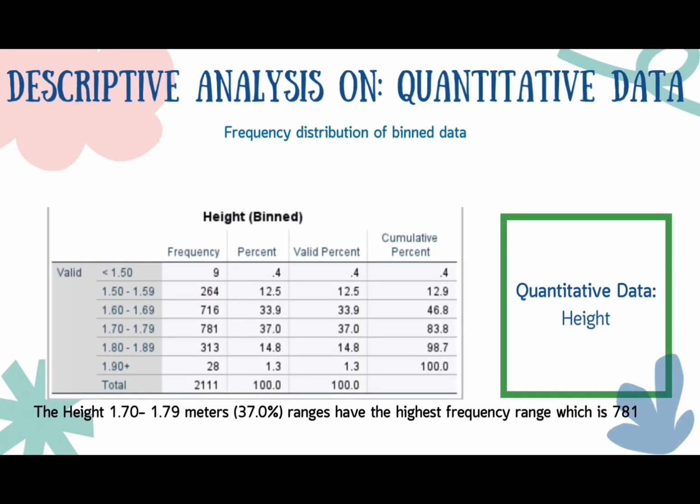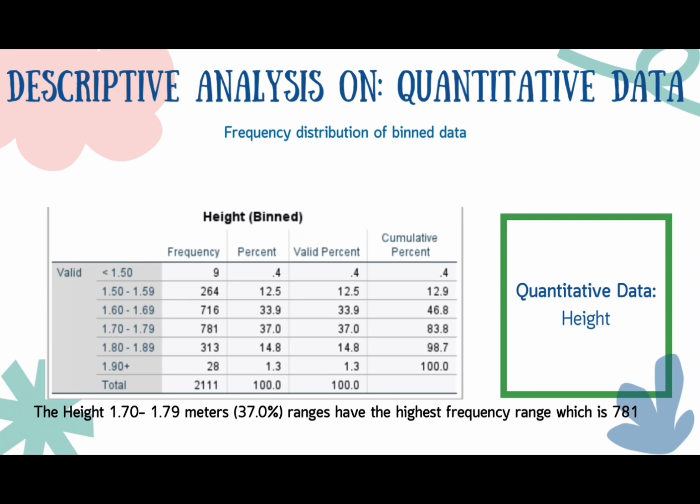Frequency distribution of BINTI data. Height. The concentration of people around average adult heights is shown by the BINTI height data, which divides people into different ranges. In less than 1.50, the short height individuals are presented with the frequency 9 individuals and the percentage is 0.4. The 1.60 to 1.69 meters, 33.9%, and 1.70-1.79 meters, 37%, ranges have the highest frequency range, which are 716 and 781.